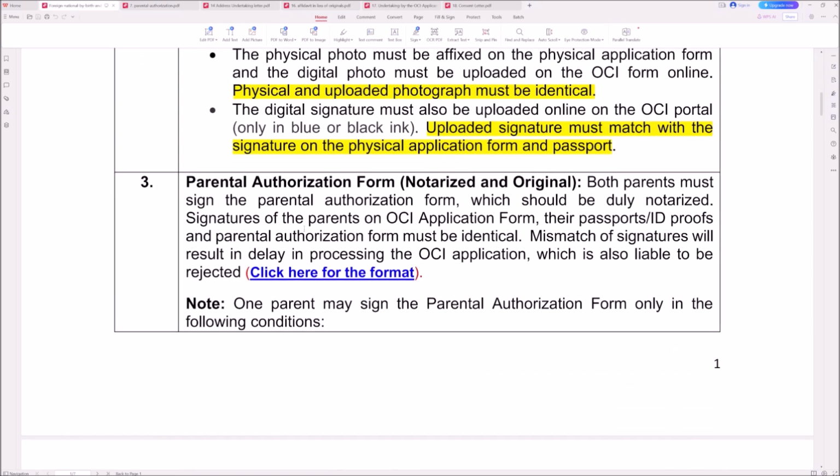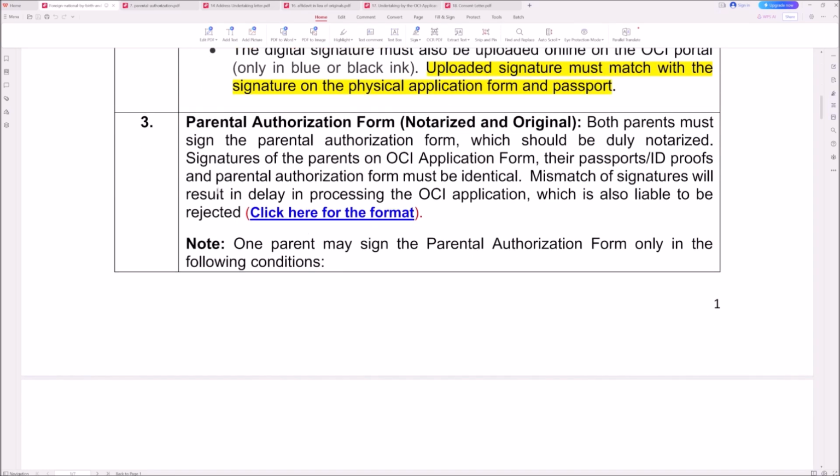Now if you go to the next document, it is the parental authorization form. This authorization form needs to be notarized, and the original notarized form needs to be provided to the VFS Global office through mail. So let's check what the document is. If you click here for the format, you will get the latest format. You need to click the links provided in the latest checklist so that you can get the latest format. I will not be providing these formatted documents in the description.